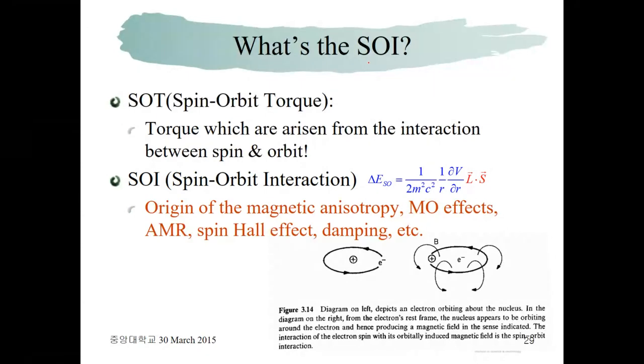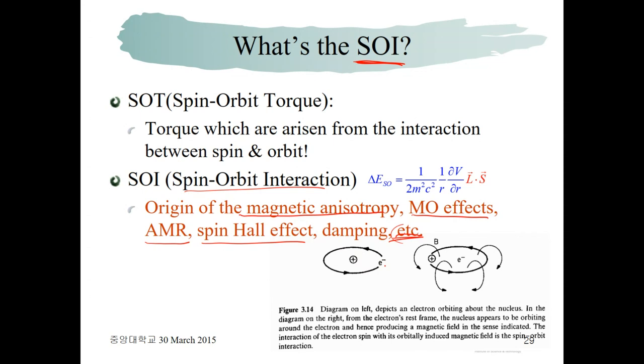Then first, let me briefly explain what the interaction is. The spin-orbit interaction plays a very important role in many phenomena in ferromagnetism, like magnetic anisotropy, the magneto-optical effect, anomalous MR, spin Hall MR, damping, and many more. And what is the spin-orbit interaction? Let's think about this case. We have a nucleus here with a positive charge, and an electron is moving. This is our frame. When you take a look at the atom, they behave like this.